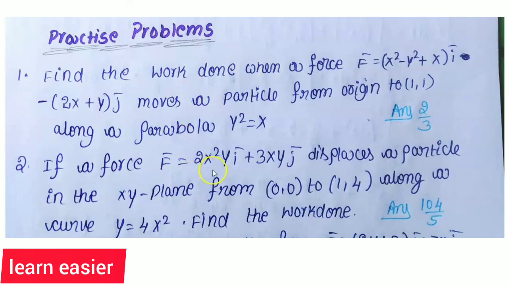And next, the second problem is also the same. Here also f bar, and the limits are 0 comma 0 to 1 comma 4, and the curve is y equal to 4x square. So convert this f bar in terms of x and dr bar also in terms of dx by using this curve, and take the limits of x which are 0 to 1, and then calculate the work done, which is the integral of f bar dot dr bar.